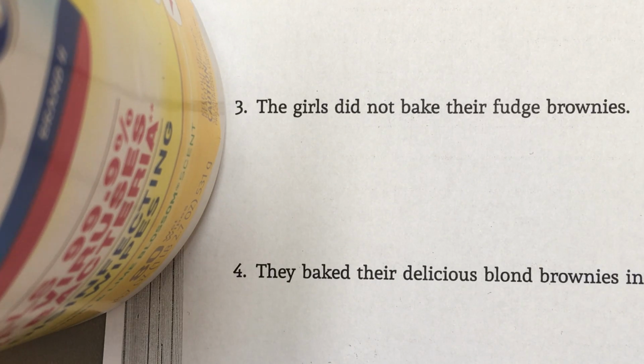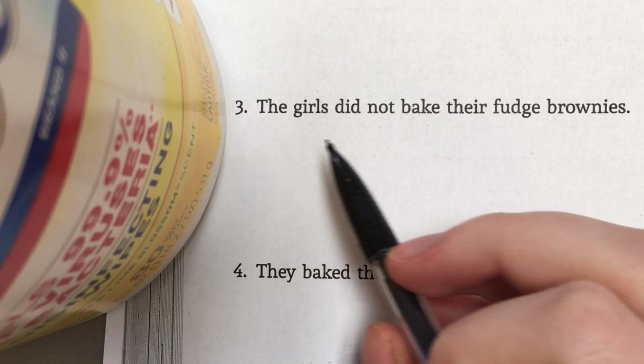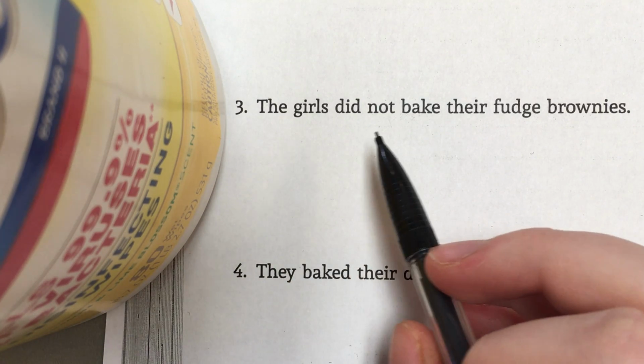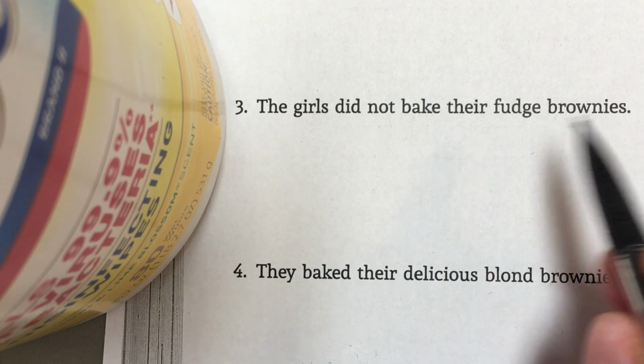Welcome back to an example of diagramming sentences in grammar. We're still in chapter 5 on possessive pronouns, and we're going to diagram one more sentence together. First, let's read the sentence. The girls did not bake their fudge brownies.